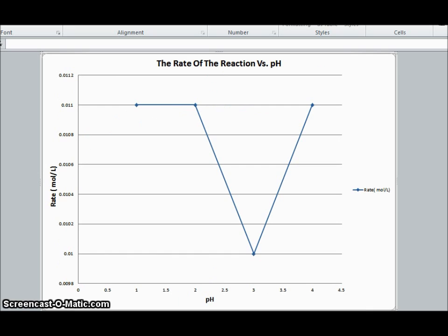In graph number 5, we are graphing the rate of the reaction versus the pH. Our x-axis is the pH and our y-axis is the rate of the reaction. And the pH affects the substrate binding efficiency of the enzyme. And we figured out that the maximum rate of the reaction is 0.01, I mean 0.011. And the pH is 4.